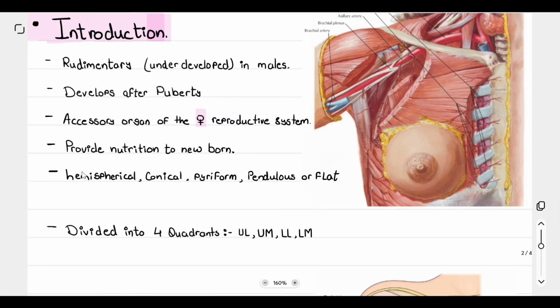Breasts can be of different shapes and sizes, which can be hemispherical, conical, piriform, pendulous or flat. Anatomically, breasts are divided into four quadrants which are upper lateral, upper medial, lower lateral and lower medial. So here I have summarized all the points. Just like we have four chambers of the heart, the breast is divided into four quadrants.